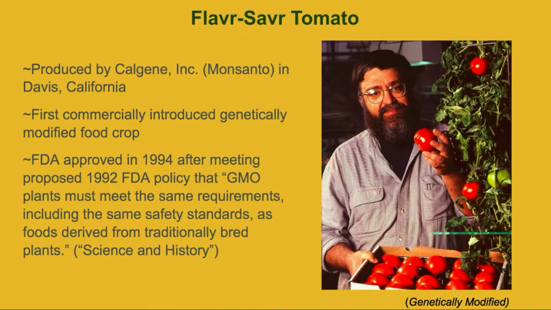I thought that quote was rather interesting. This is taken directly from their website, and it seems rather conservative to me. Basically, this newly introduced technology was subject to the same testing that was done on normally bred plants. This tomato was produced by a company called Calgene, which is now owned by the giant agrochemical company Monsanto, and it was produced in Davis, California.